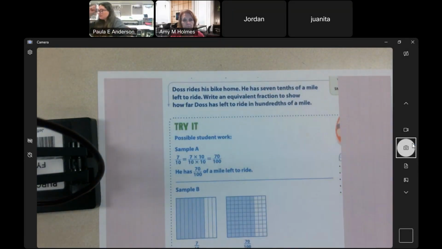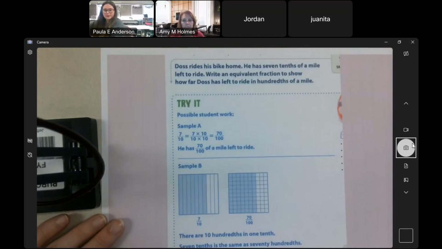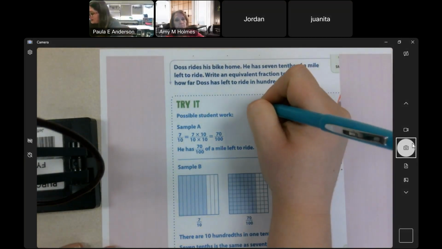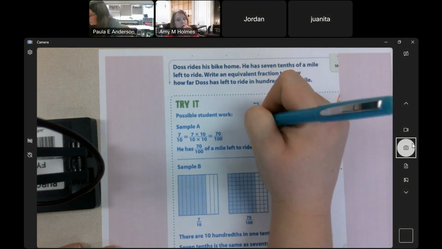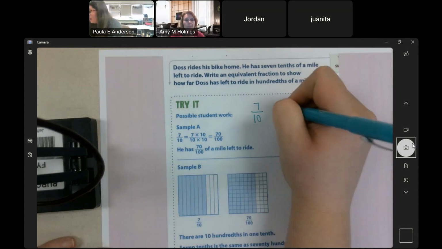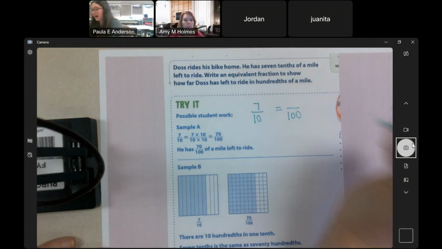It says Doss rides his bike home. He has 7/10 of a mile left to ride. Write an equivalent fraction to show how far Doss has left to ride in hundredths of a mile. So we know that he has 7/10 of a mile left to ride, and we want to change that into hundredths. And we know we can make an equivalent fraction.